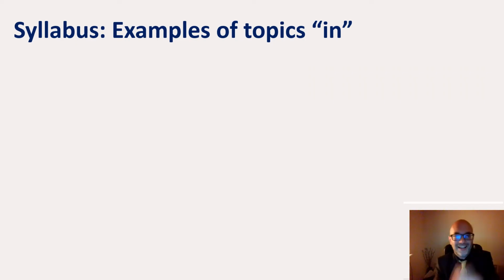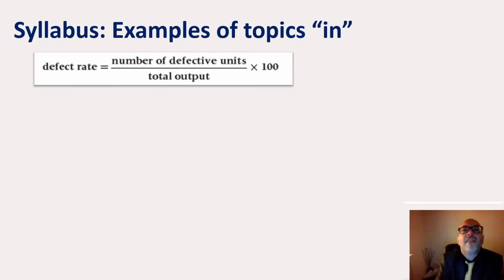By the same token, we are going to say hello to some new topics. We have new topics coming in. For example, we have a new formula, the defect rate, to calculate the defect rate in the case of a factory which has a high defective rate, for example.